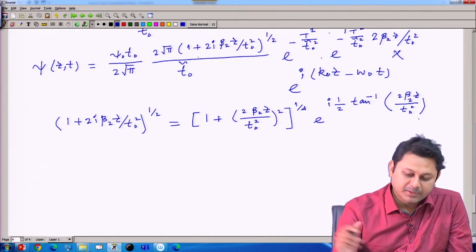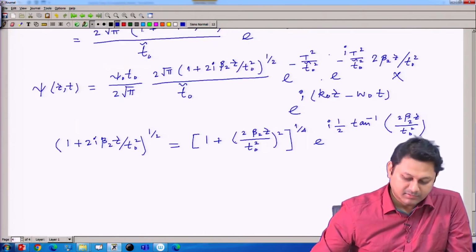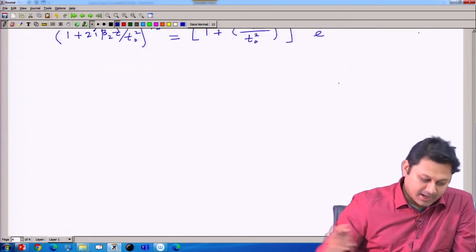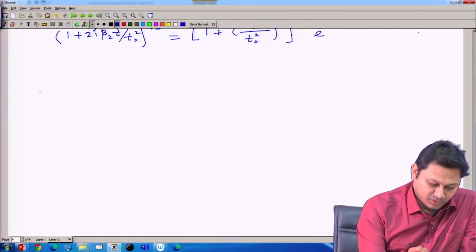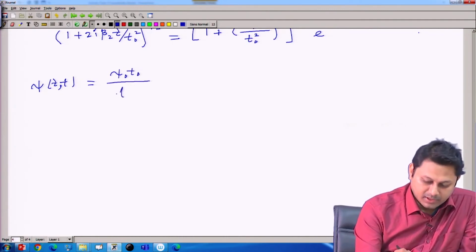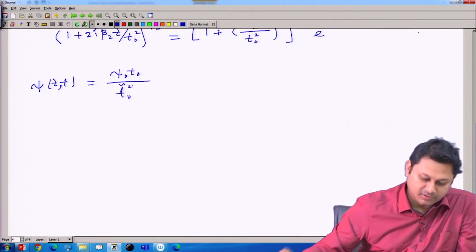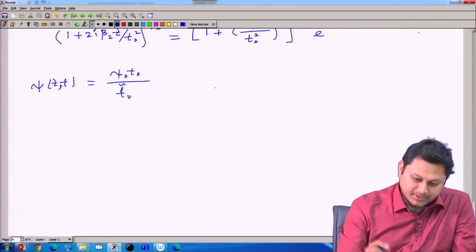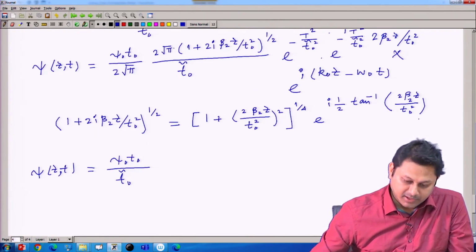Okay, so I execute this (A + iV) whole to the power half in this way, dividing into real and imaginary, phase and amplitude parts. After doing that, I can have a final form in this way. So my psi(z, t) can now be written as psi 0 T0 divided by T0 tilde, sorry, it is not squared, because T0 tilde was just sitting, I remember that. And this 2 pi already cancels out. So I just now need to write this in this way.